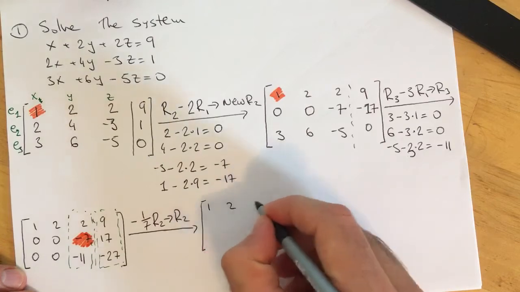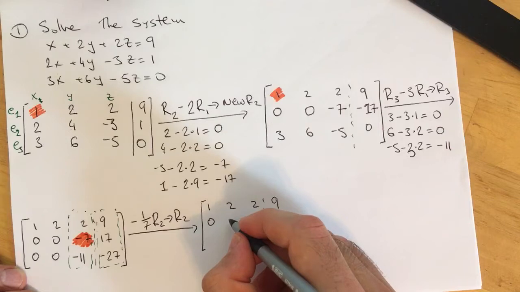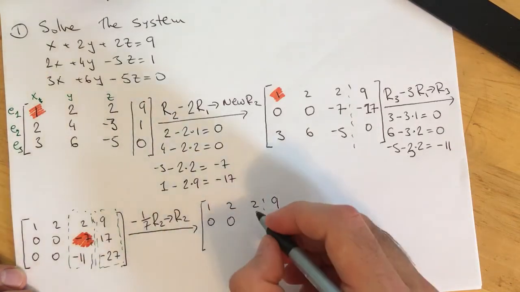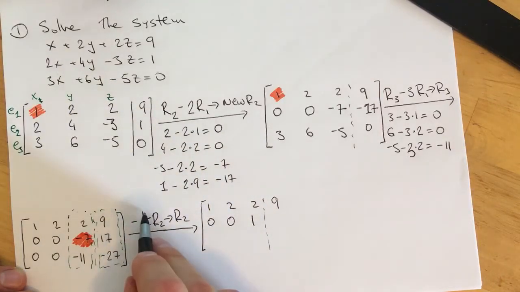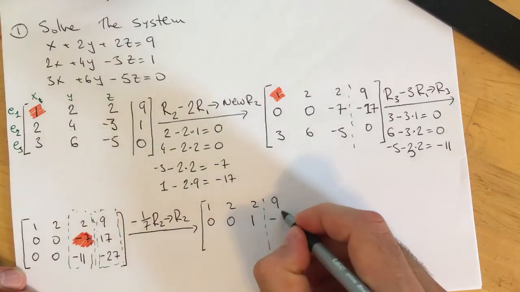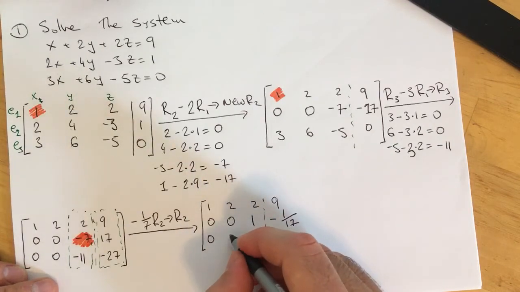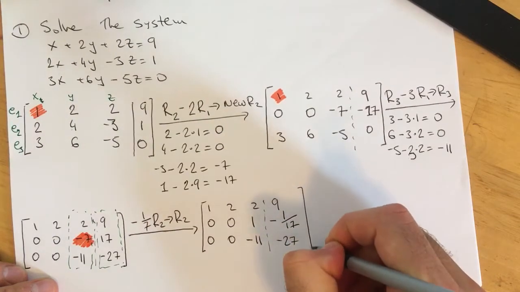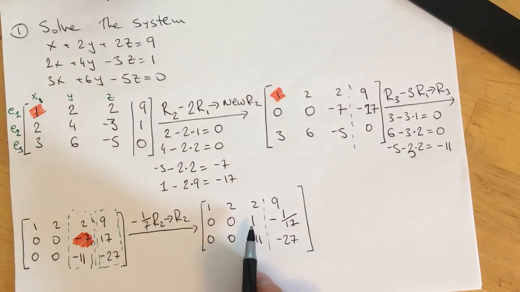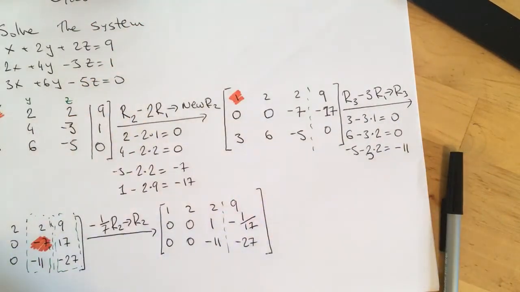So 1, 2, 2, 9, 0, 0, negative 7 over negative 7 is 1. That's what we wanted. And then 17 divided by negative 7 is negative 17 over 7. And the last one here I have 0, 0, negative 11, negative 27. Now this is the leading one. In order to bring it to reduced row echelon form, I have to make this entry here a 0.